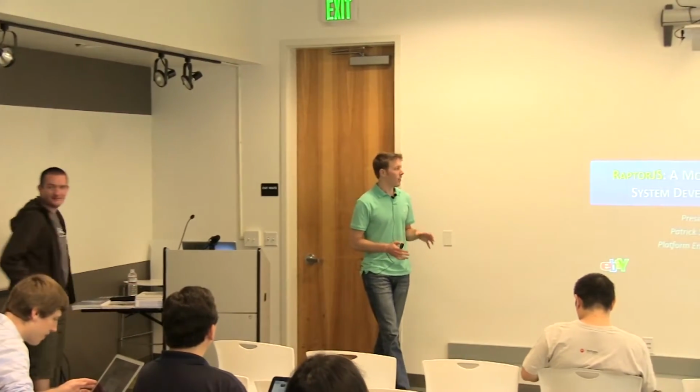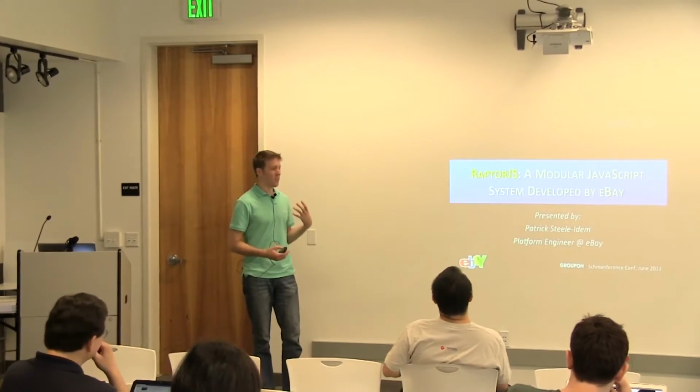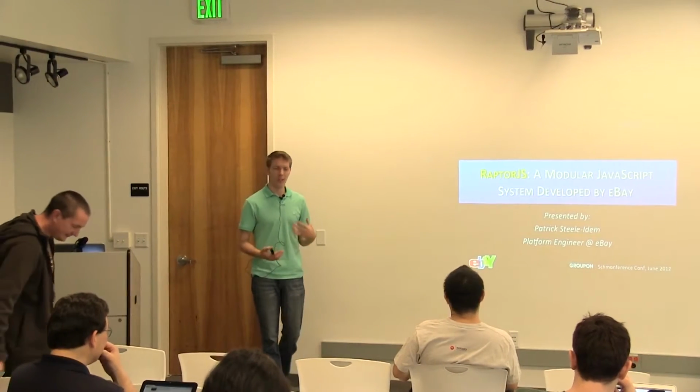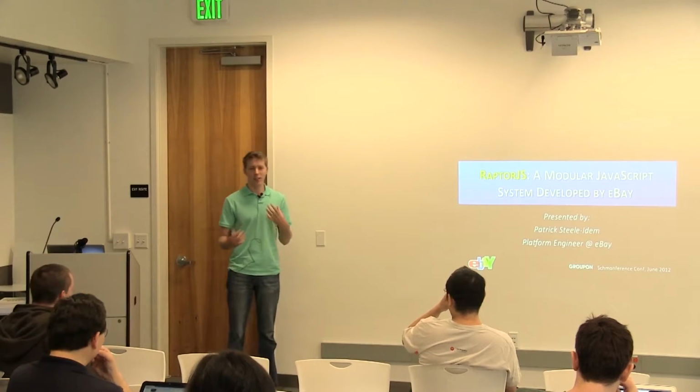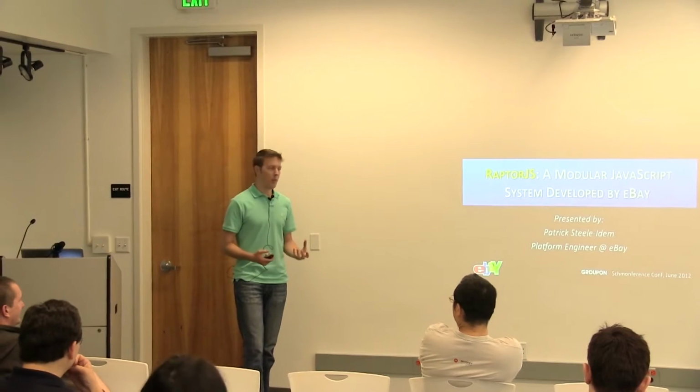So what I want to talk about is, eBay has developed RaptorJS. And what it actually is, is just a modular JavaScript framework. Actually, we call it more of a system because it does a lot of different things. It does packaging, delivering code, things that just make it easier to build JavaScript applications.